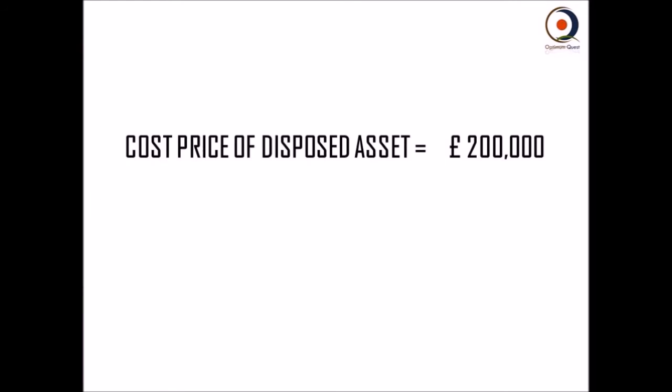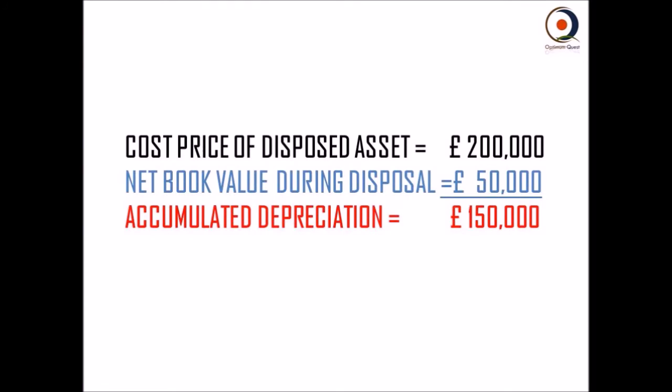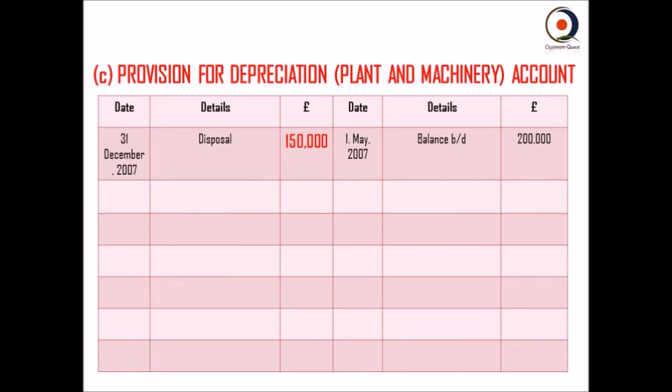This is the calculation of the total depreciation of the disposed asset. So when we purchased the disposed asset, its value was 200,000 pounds, and while we were disposing of it, its value was 50,000 pounds. So throughout its useful life, its value decreased from 200,000 pounds to 50,000 pounds. Therefore, the accumulated depreciation of the disposed asset is 150,000 pounds according to this calculation. So now that we have the accumulated depreciation of the disposed asset, we will record it on the debit side of the provision for depreciation account as disposal, with 31 December 2007 as the date and 150,000 pounds as the value.